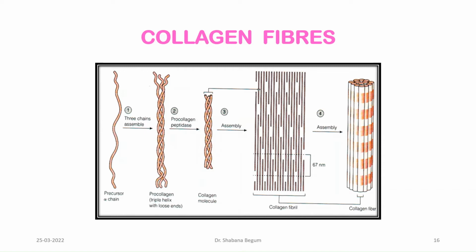Now, the proline and the lysine residues of the chains undergo hydroxylation to form procollagen with the help of vitamin C. It is known as vitamin C dependent hydroxylation. Now, the three procollagen chains will be assembled to form a triple helix molecule.